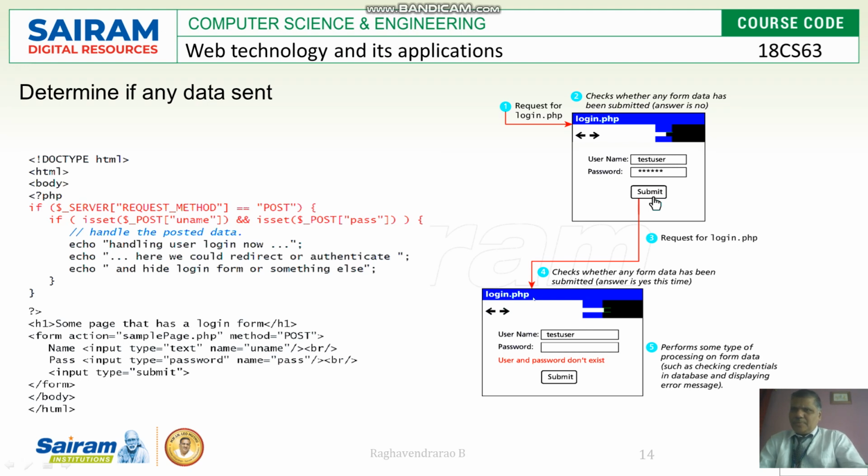Once you press the submit button, the request goes to the program login.php, and it checks whether this particular form has been submitted or not. If you have not entered the password, it stays back over there. If you submit, then it takes that particular value. That is being checked over here: if isset($_POST['username']) and isset($_POST['password']), then only. If both are set, meaning the values are present and the submit button is pressed, then you should display 'handling the user login now'. So that is going to be displayed.